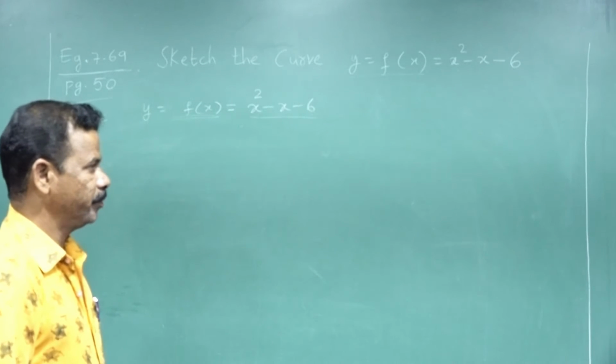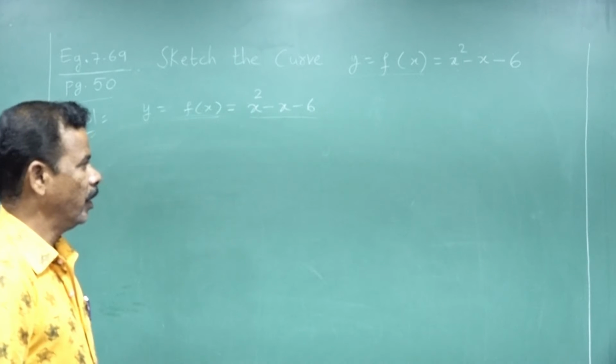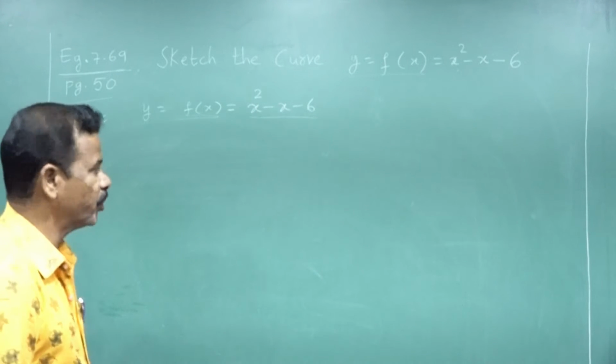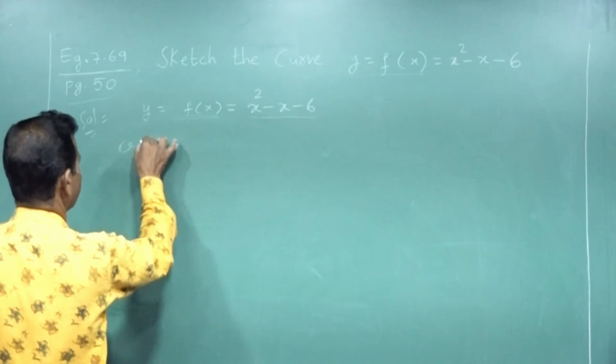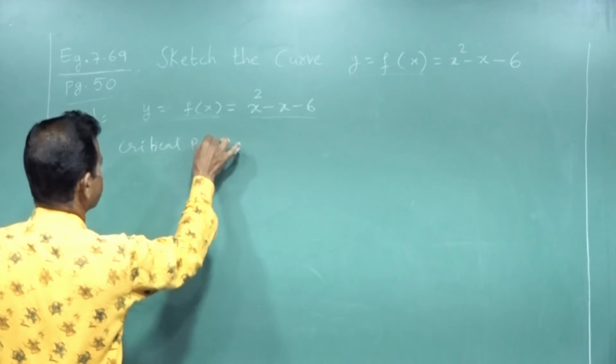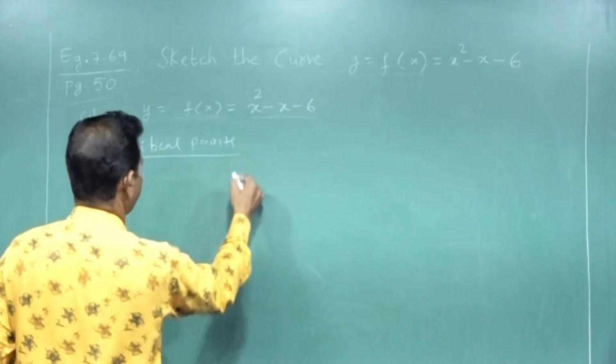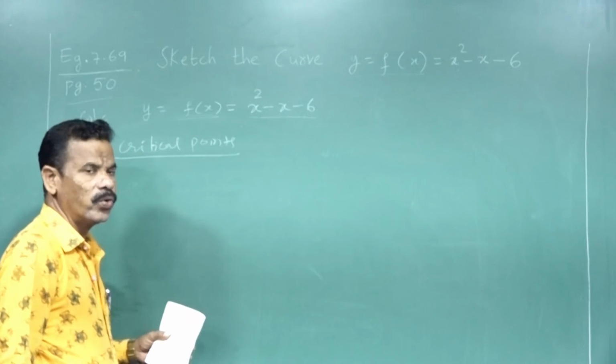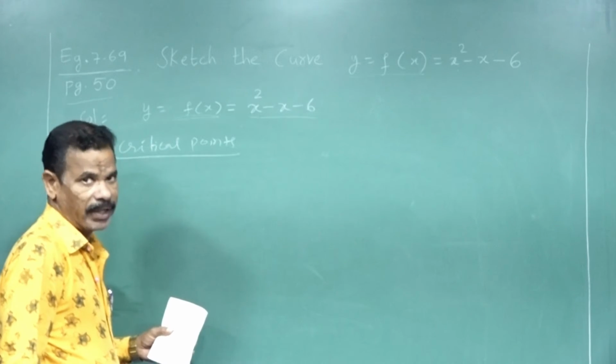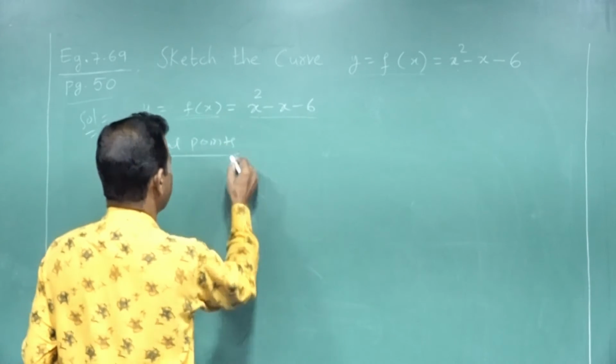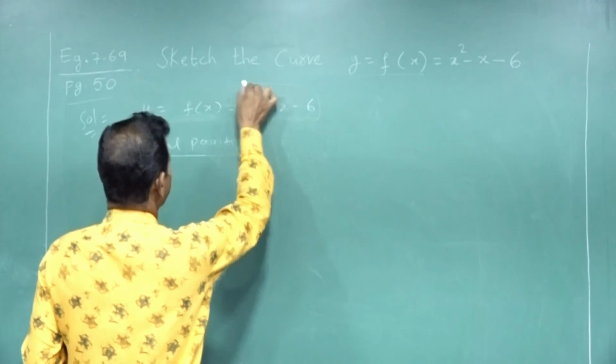After that, critical points of the function. So how to find the critical points? Given the function f of x is equal to this one.